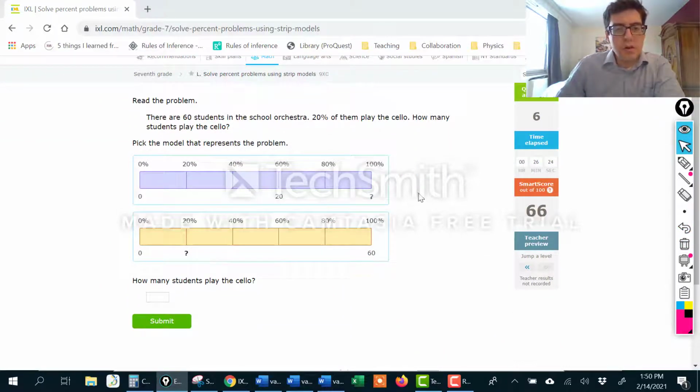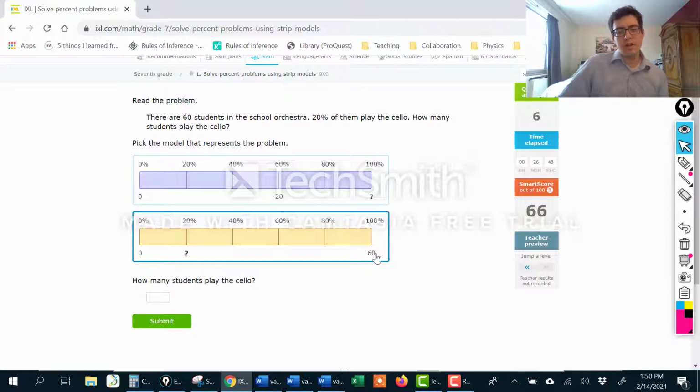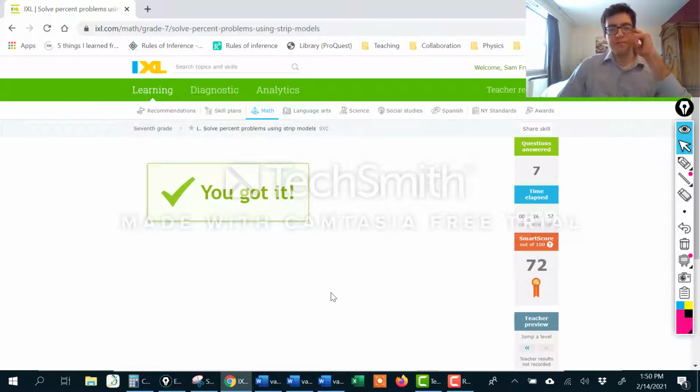60 students are in the school orchestra, and 20% of them play the cello. How many students play the cello? So this is a find the part problem. 60 is all the students that are in the orchestra. Only 20% of them play the cello, and we want to know how many students play the cello. So we're trying to find this one over here, and we could do that by 60 times 0.2, which is 12. So that would be that one.